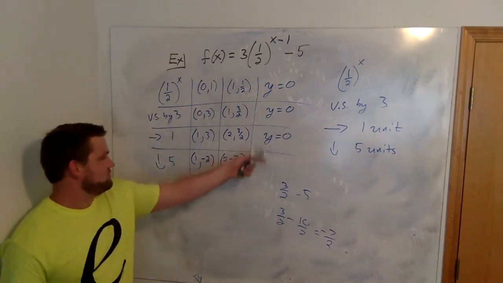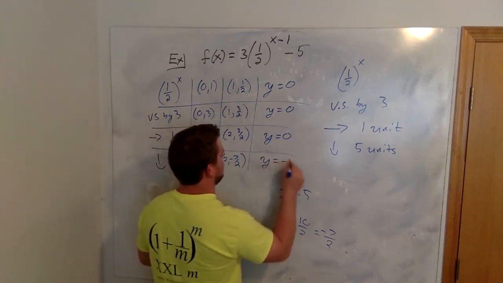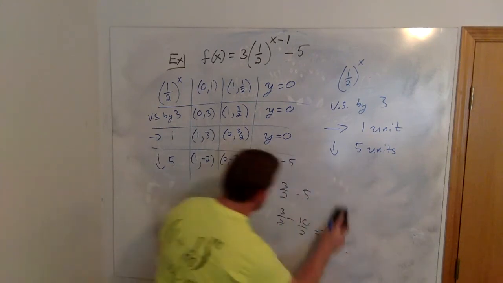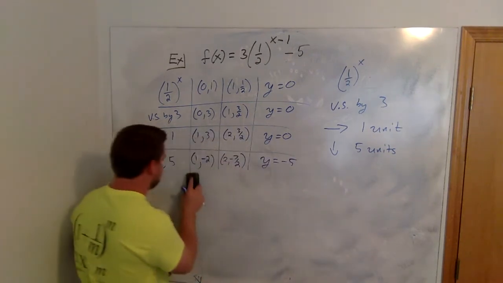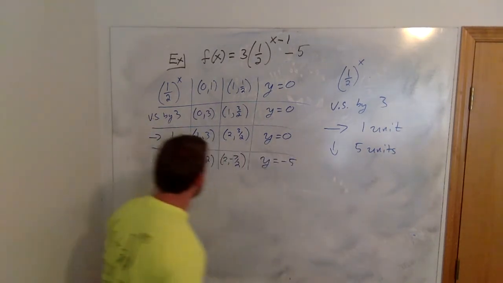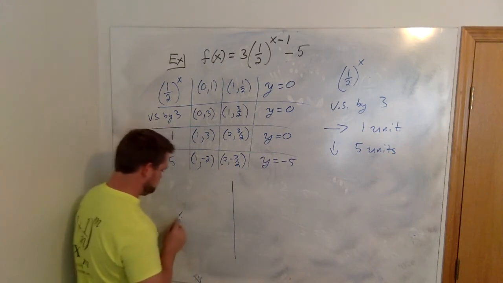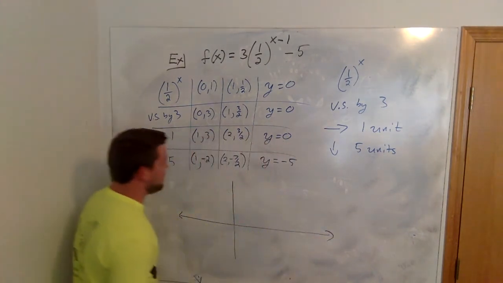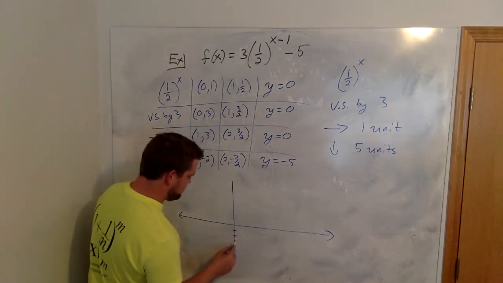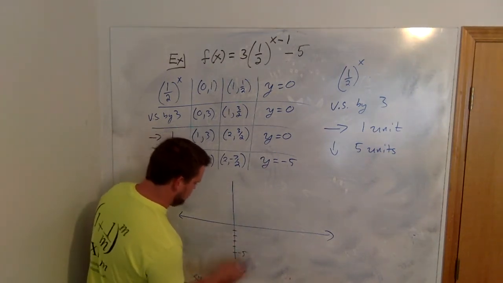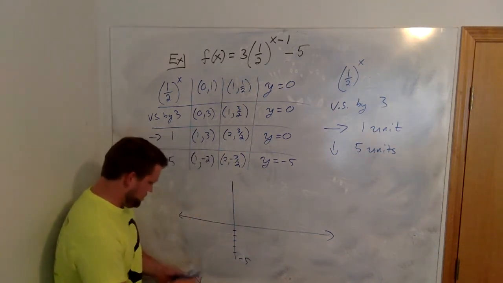And now I'm going to shift this down 5 units. So our new horizontal asymptote will be at y equals negative 5. Okay. So now let's go ahead and graph this. Let's see, our horizontal asymptote will be at negative 5, or it'll be the horizontal line y equals negative 5.